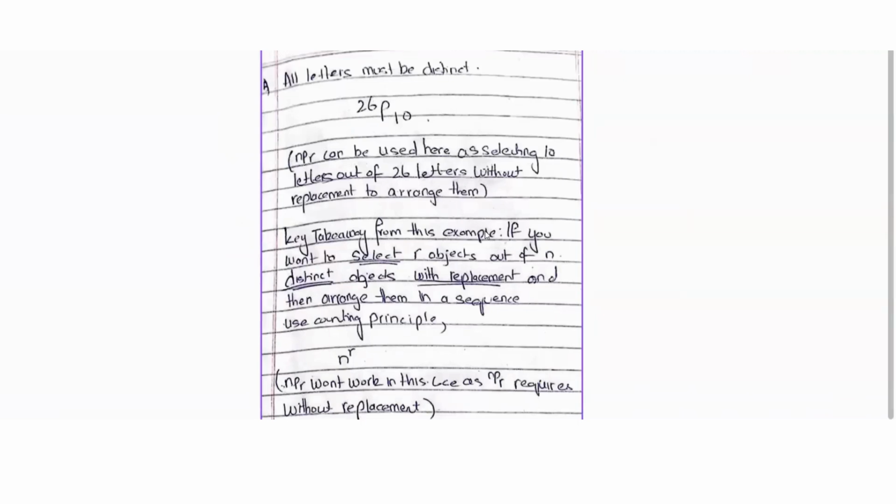So the key takeaway from this example is that if you want to select r objects out of n distinct objects with replacement, like in part A, and then arrange them in a sequence, we use the counting principle, n power r. Because the first object can be chosen in n ways, the second can be chosen in n ways, and so on. Each of the r objects can be chosen in n ways, so together they can be done in n multiplied r times, which is n power r. So nPr won't work in this case as nPr requires without replacement.